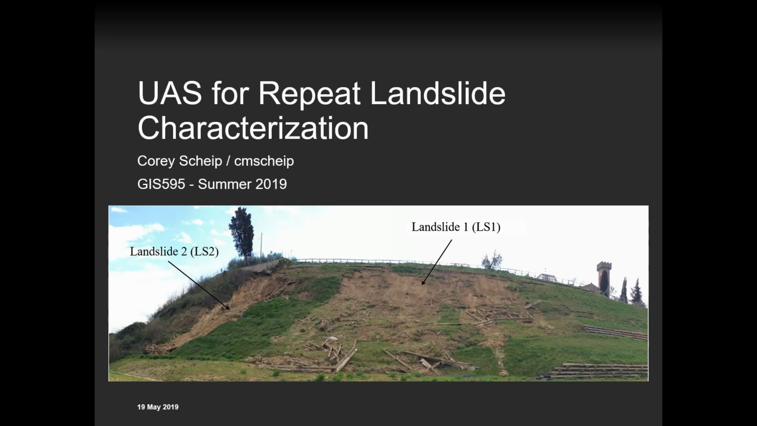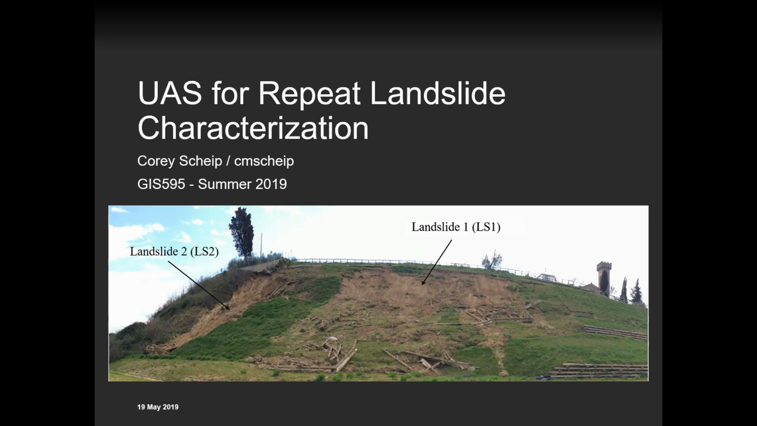First homework, and this is a paper review for UAS for repeat landslide characterization. So the photo here in the bottom, just to set this up, this is a hill slope, and we'll get into the details of where we're working, but this is a hill slope that has failed in two separate events. You can see landslide 1 on the right, landslide 2 on the left. These occurred on this hill slope following intense rainfall events.